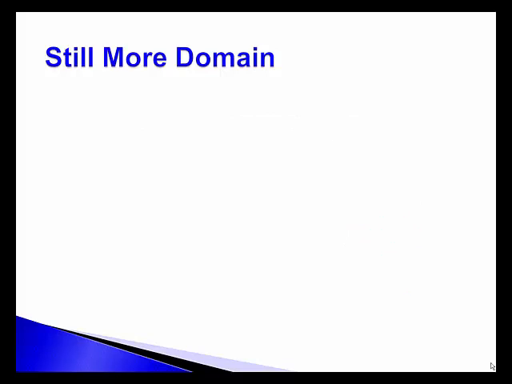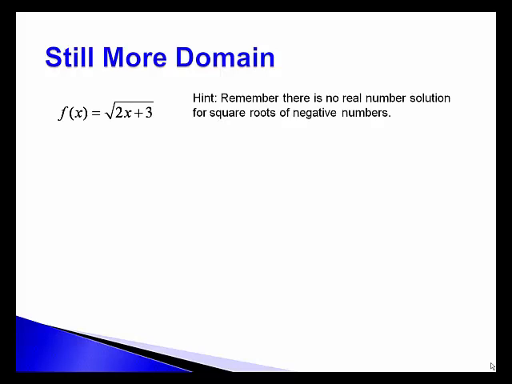Next, we want to look at another function that has a square root, and this one may not be quite as easy to deal with. Remember, our hint is that we still cannot be taking square roots of negative numbers. This time, let's set that radicand equal to 0 so that we can figure out what the number is that will give us 0. When we solve, we get 2x is equal to a negative 3, so x is equal to a negative 3 over 2. That's the number that when you plug it in would give you the square root of 0, which is okay.